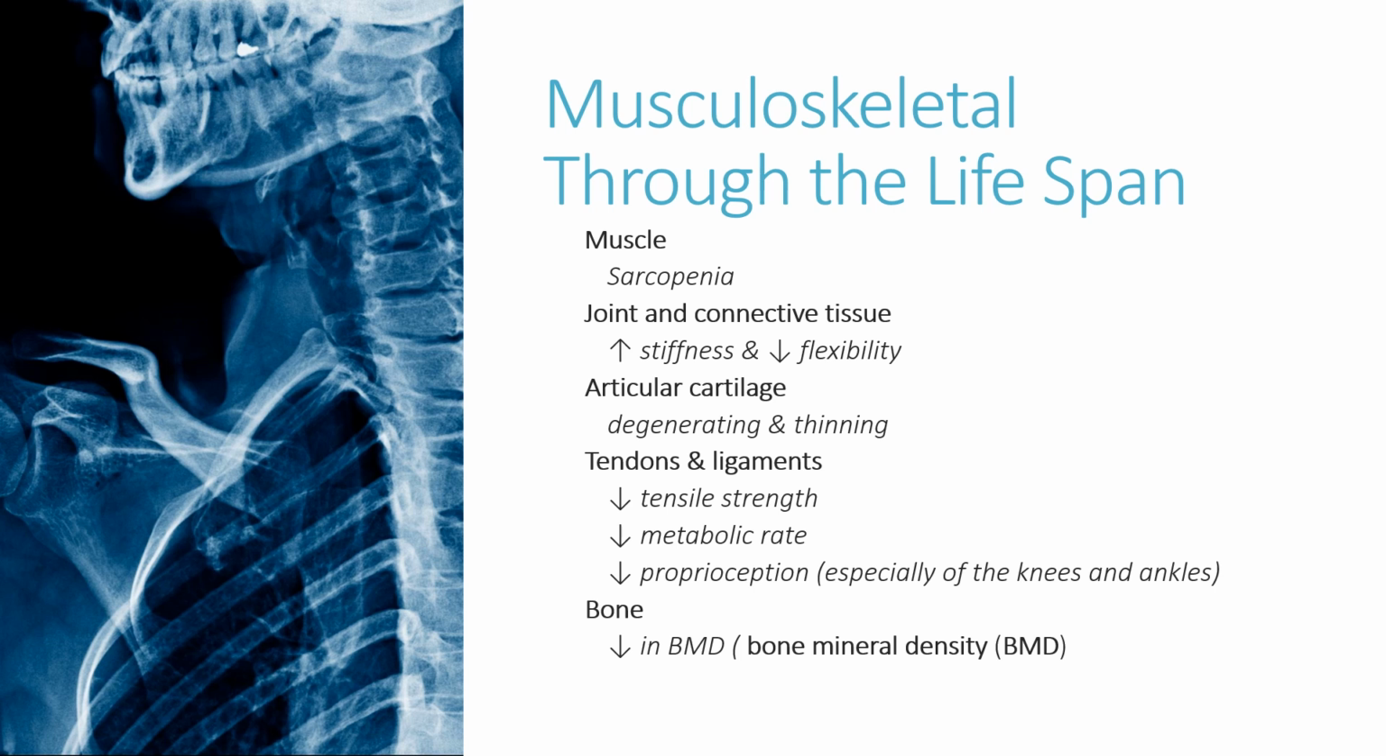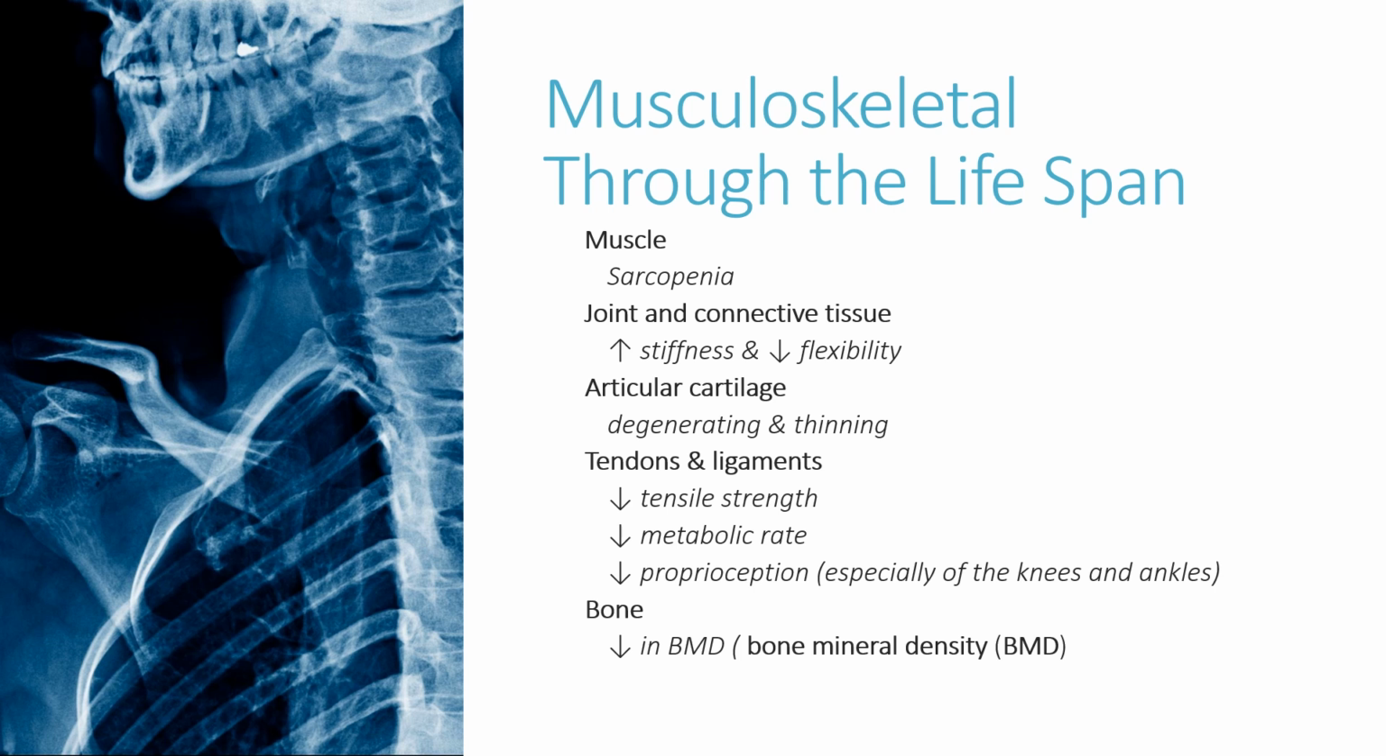In the joints and connective tissue, there is increased stiffness and decreased flexibility, diminished proprioception, especially in knees and ankles. Within articular cartilage, there's degeneration and thinning leading to reduced shock absorption. Within our tendons and ligaments, there's decreased tensile strength, increasing susceptibility to injury. Within our bones, there's decreased bone mineral density, BMD, increasing the risk of fractures.